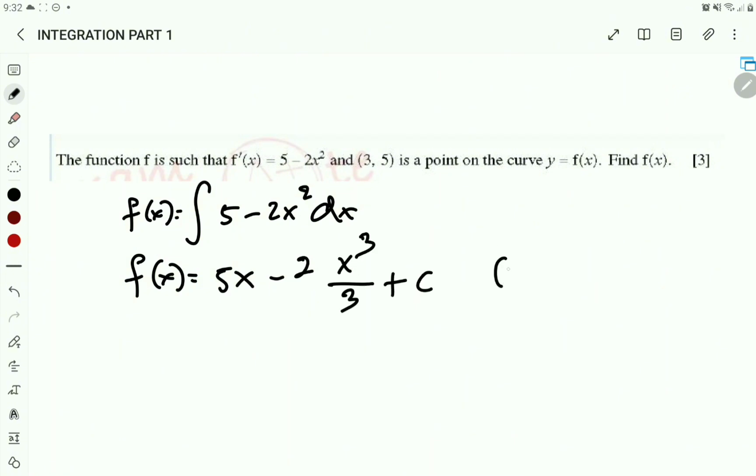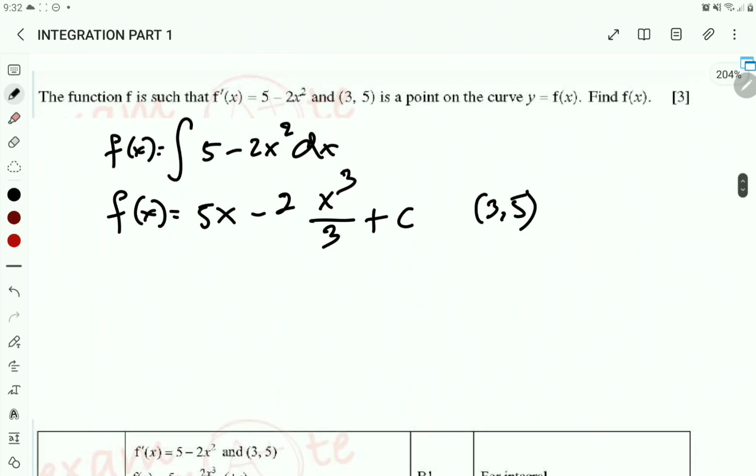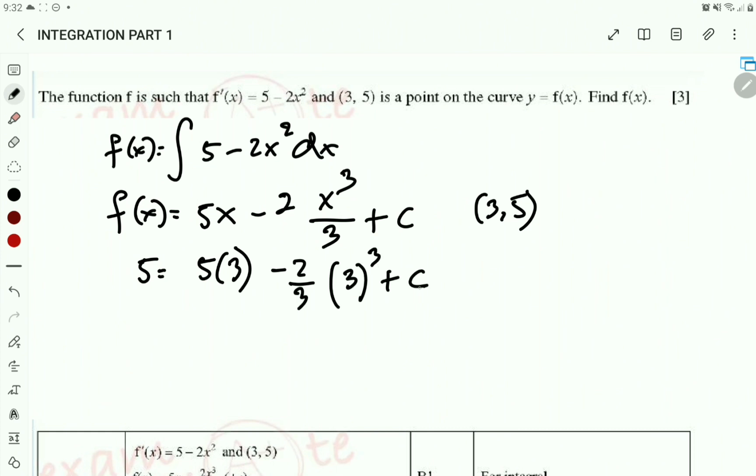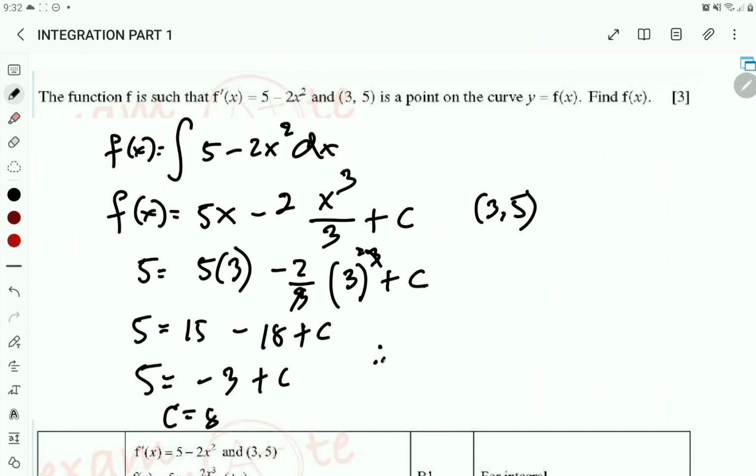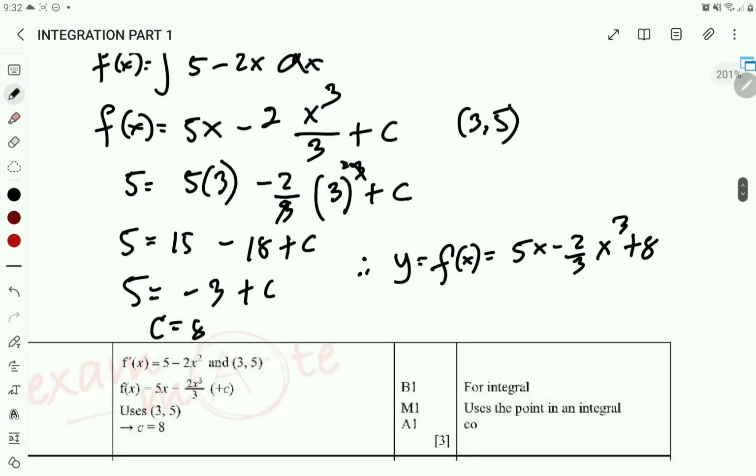And then it's passing through the point (3, 5). So we plug in: 5 is equal to 5 times 3 minus 2 over 3 times 3 cubed plus c. So 5 is equal to 15 minus 18 plus c. 5 is equal to negative 3 plus c, so c is equal to 8. Therefore, the final answer is f of x is equal to 5x minus 2 over 3 x cubed plus 8. Is it?